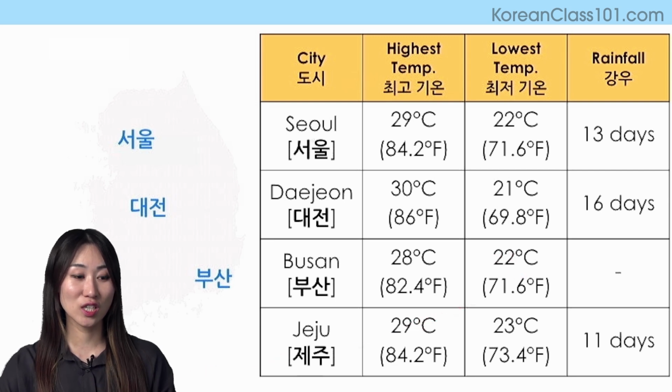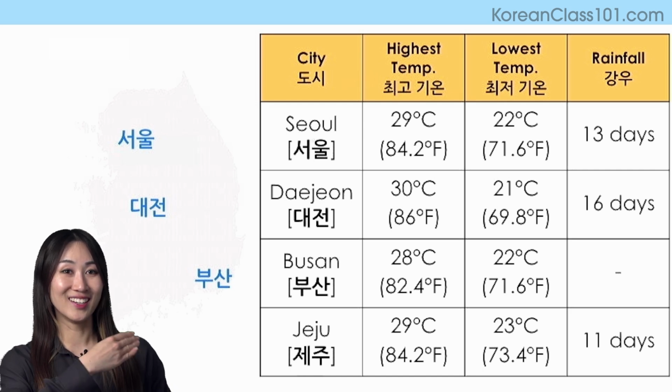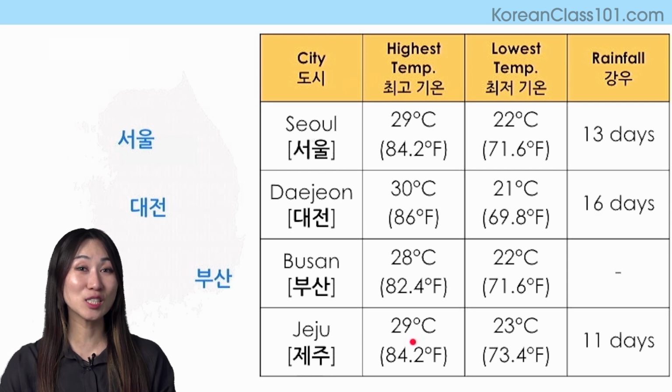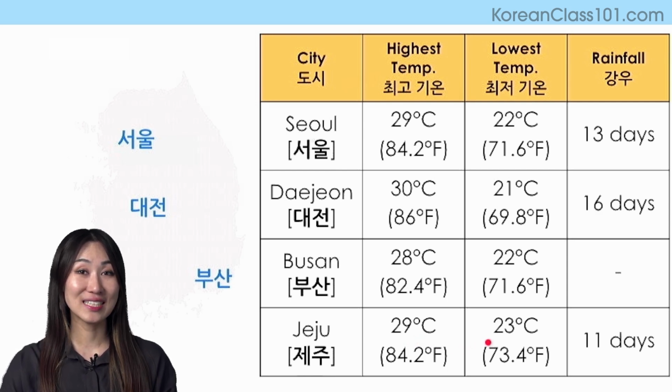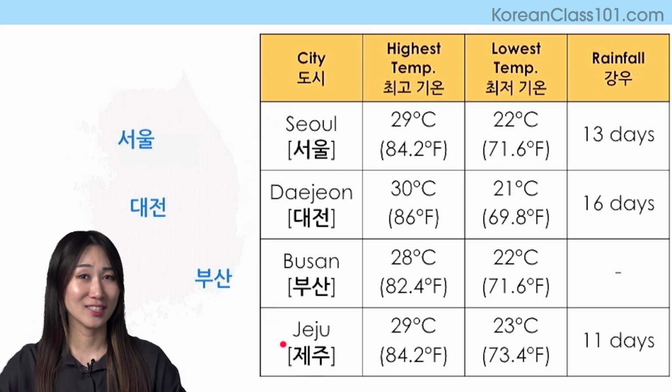And 제주, you don't see here, but this should be located around here. So yes, it's the biggest island in Korea. And it's 29 degrees. 최고 기온은 29도예요. 최저 기온은 23도예요. And also, do you see this? It rains a lot. So it rains 13 days, 16 days. So half of the time is rainy. So make sure to bring your umbrella if you visit Korea in July and also June. And Korea is pretty hot, isn't it?